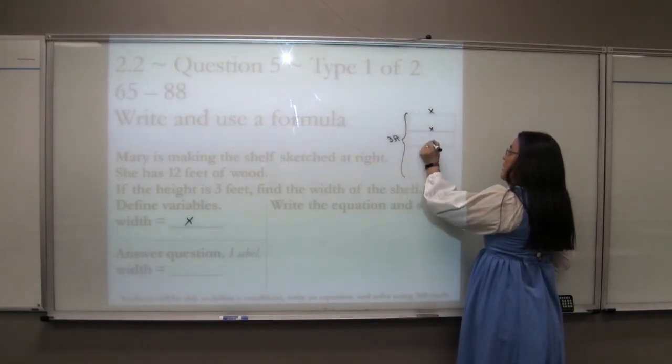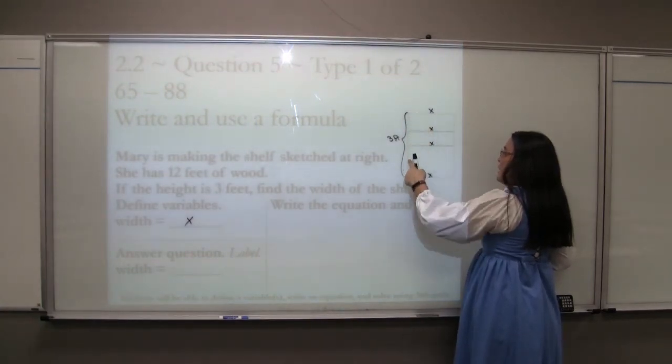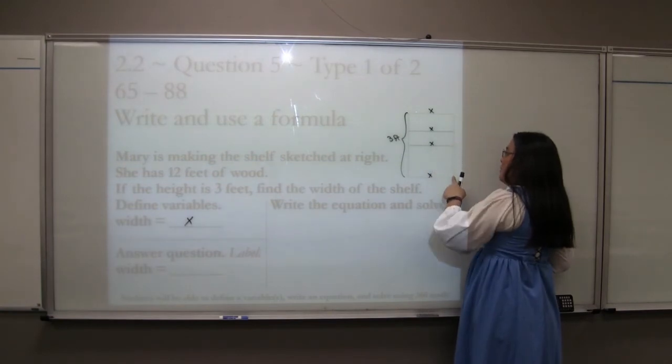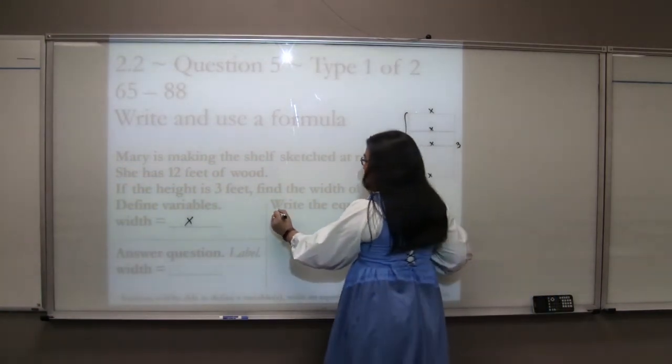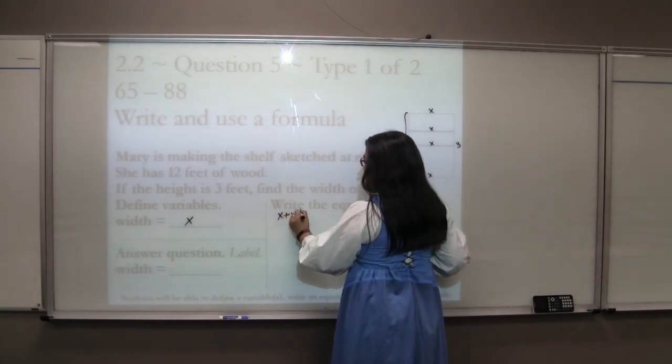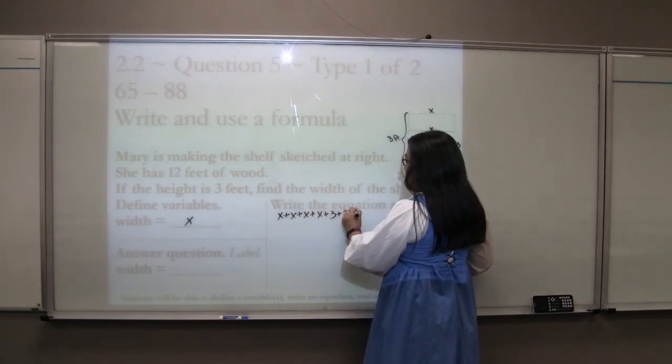This is a shelf of length X. The left-hand side has a height of 3, and you of course need a right-hand side of length 3. You could write the equation as X plus X plus X plus X plus 3 plus 3 equals 12.